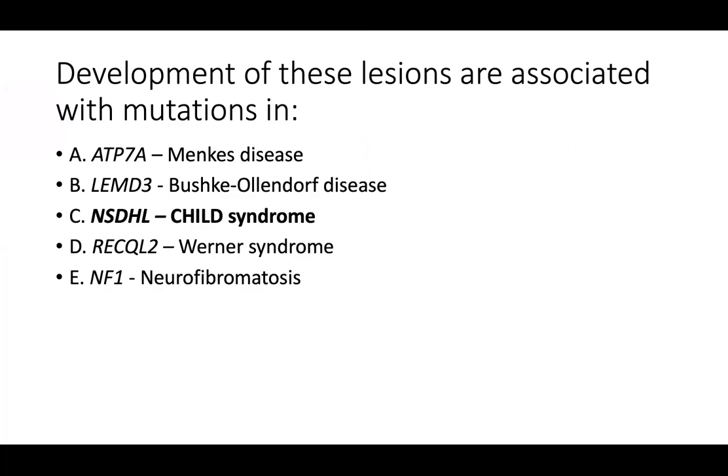The answer is C, NSDHL. That is the association with CHILD syndrome. It's good to practice recognizing the associations of the other genes with the diseases. So ATP7A is associated with Menkes disease. LEMD3 is associated with Buschke-Ollendorff disease. RECQL2 is associated with Werner syndrome. And neurofibromatosis 1 is associated with neurofibromatosis.